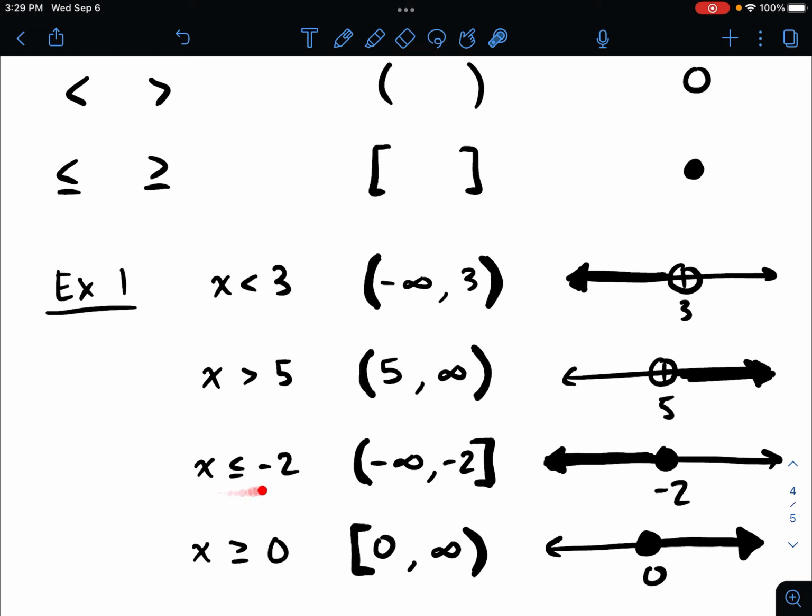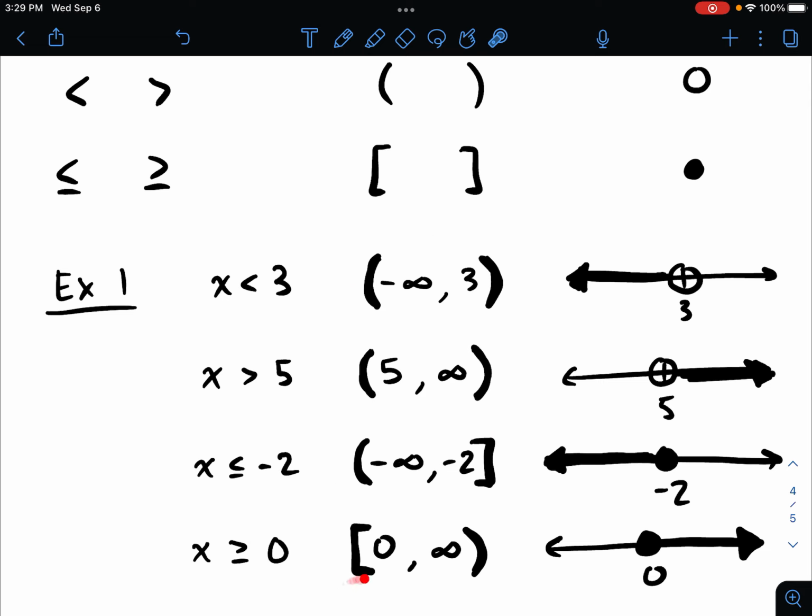Versus in this example here with the negative 2, x has to be less than or equal to negative 2. So negative 2 is a possible answer because it could be equal to. Therefore, I want to include it, and I use the brackets for that. All right. One other thing to note, very, very important.